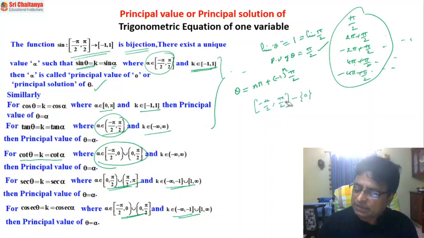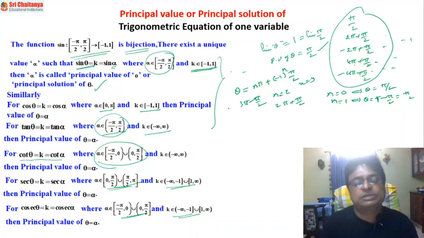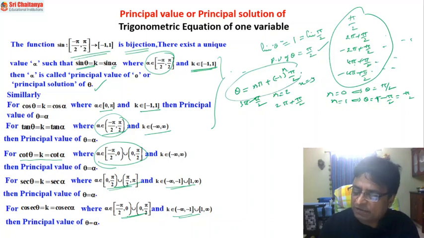Suppose n is equal to 0. What will happen? Theta becomes pi by 2. If n is equal to 1, then what is my theta? Pi minus pi by 2, that is again pi by 2. If n is equal to 2, then 2 pi plus pi by 2. If n is equal to 3, that is 3 pi minus pi by 2. So how many solutions? Infinitely many. Writing those infinitely many solutions in this compact form is called the general solution.